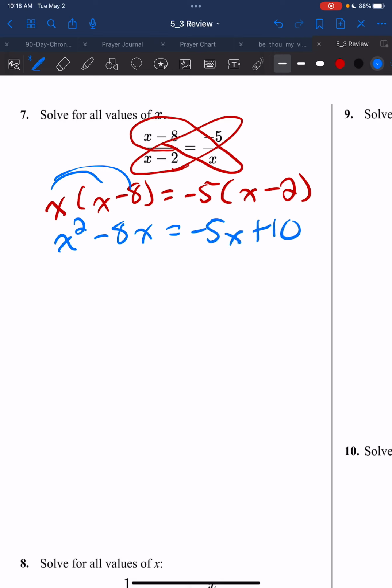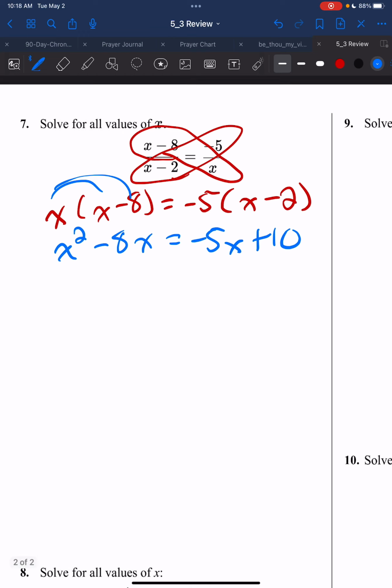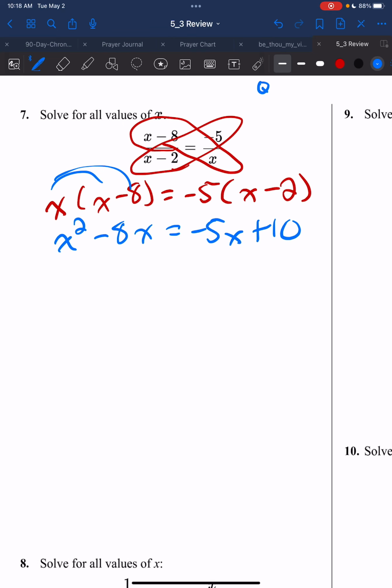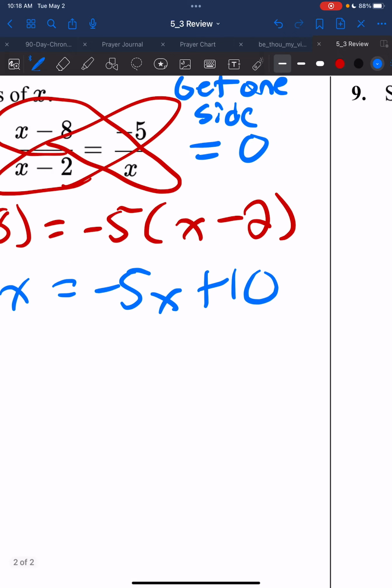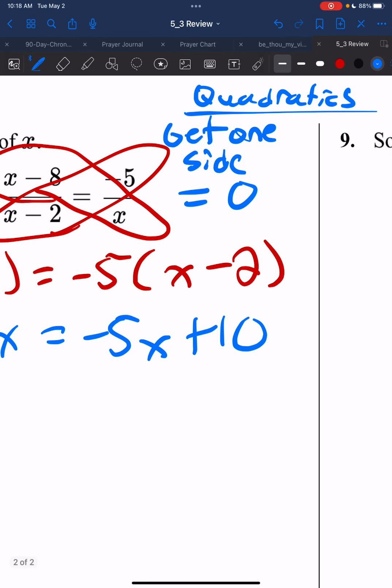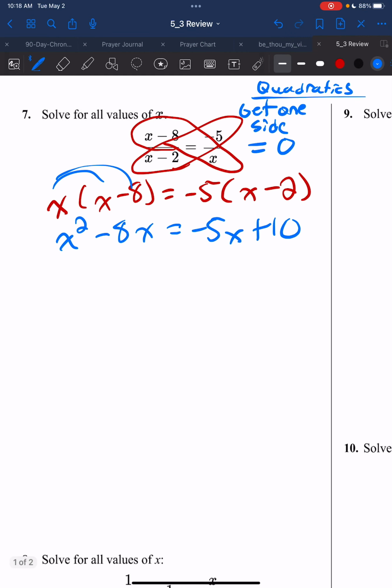Okay. And we know the whole goal with quadratics, a little note to remind you, to solve, you get one side equal to 0. So with quadratics, that's your goal, right? Is to get one side equal to 0, okay? So I'm usually going to go with whatever side the x squared is not on. So the x squared is right here.